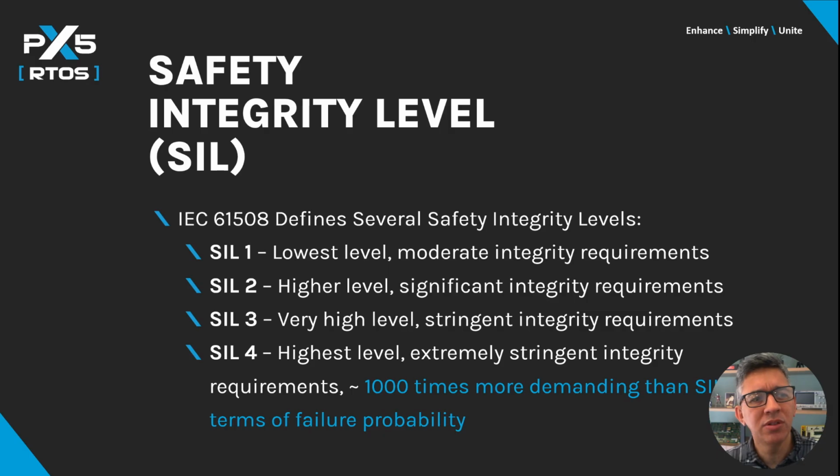So let's talk about Safety Integrity Levels, or SILs. Within the IEC 61508, there are Safety Integrity Levels, commonly referred to as SILs. Each SIL has a numeric value ranging from 1 to 4, with 1 being the lowest and 4 being the highest within the 61508. The SIL level required depends on the use case.